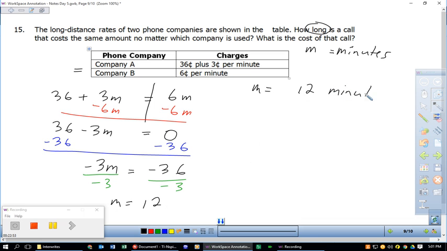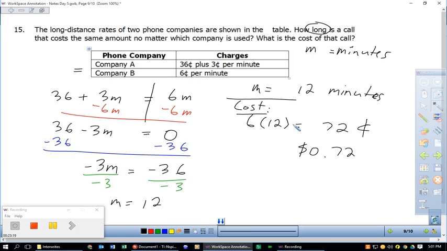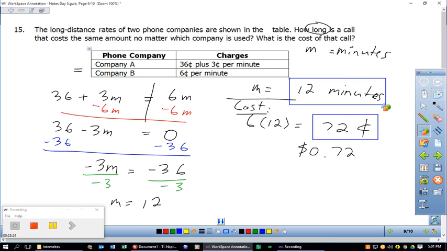So they will be the same when you make a 12-minute phone call. Now, as far as the cost goes, let's just use company B. It's a little easier. So our cost: 6 cents per minute at 12 minutes will give us 72 cents. So you can either write 72 cents or $0.72, your choice. I'm going to go with this right here. So it's 12 minutes and 72 cents.